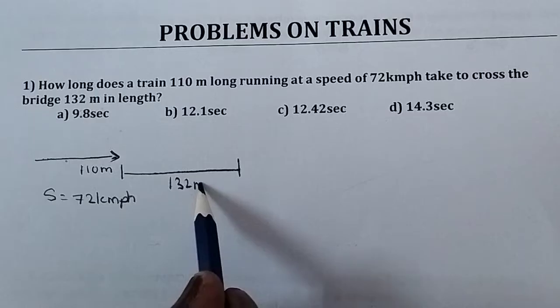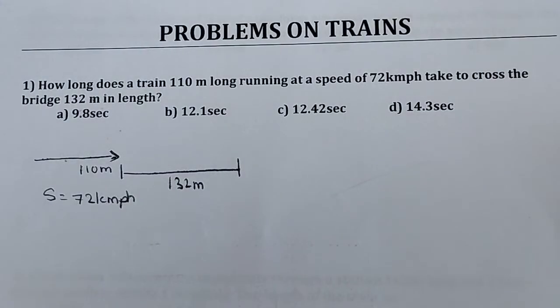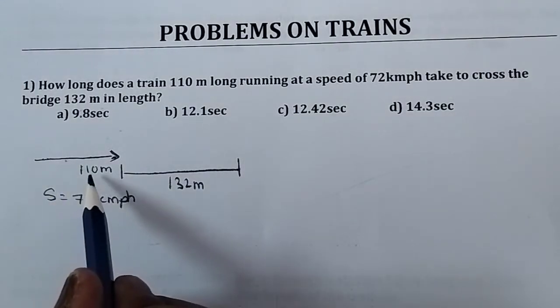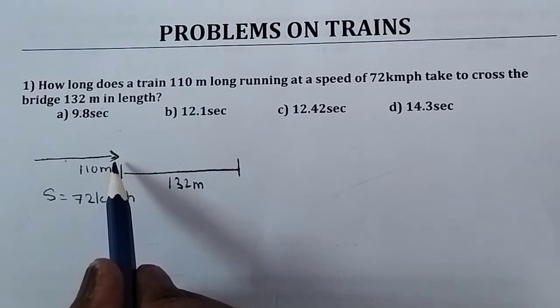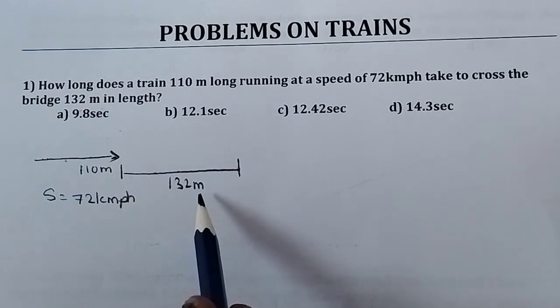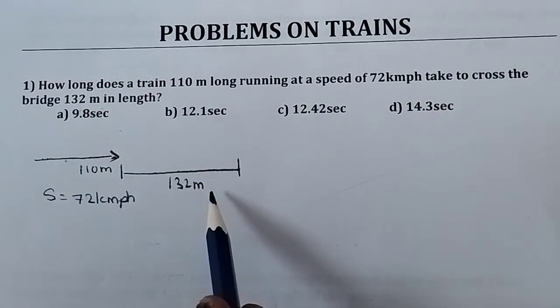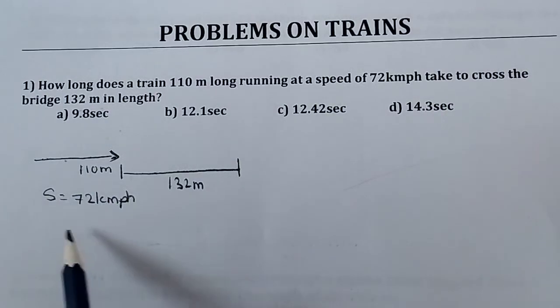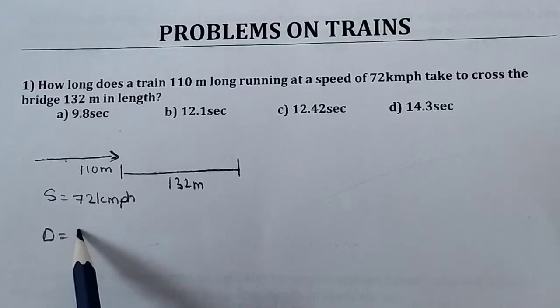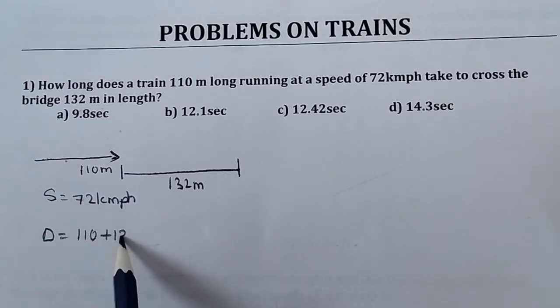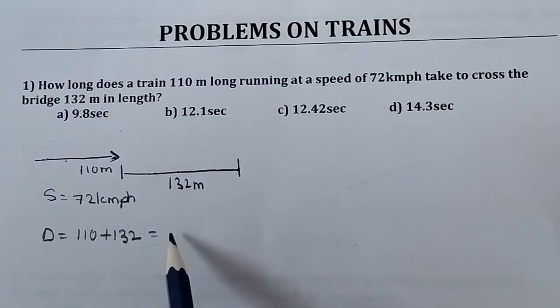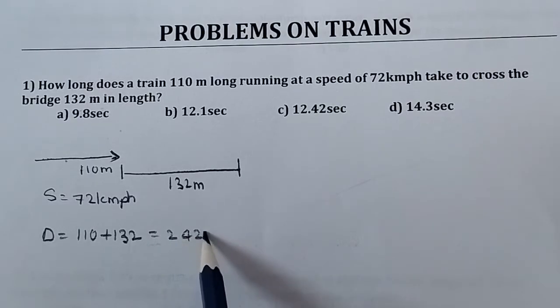132 meters length. So that means for this entire 110 meters long train to cross the entire 132 meters bridge, the total distance it has to travel is 110 plus 132, that is 242 meters, to cross a bridge which is of length 132 meters.